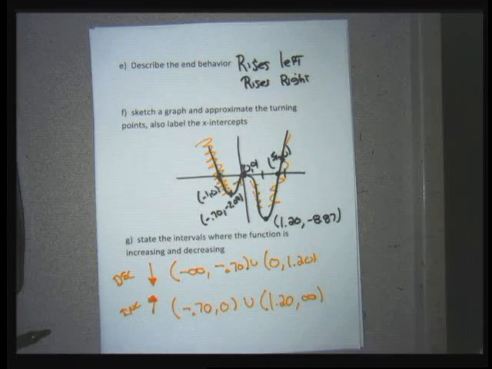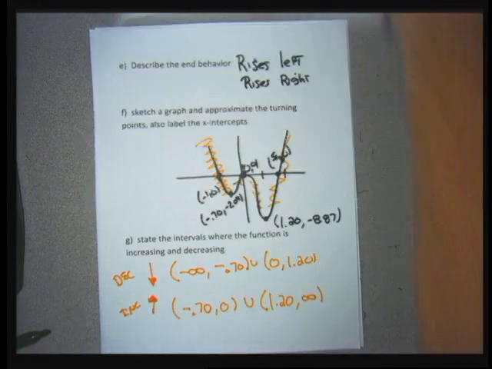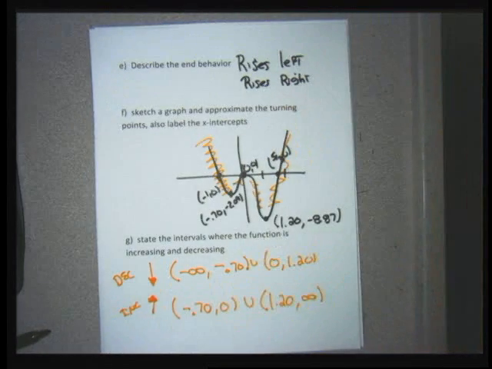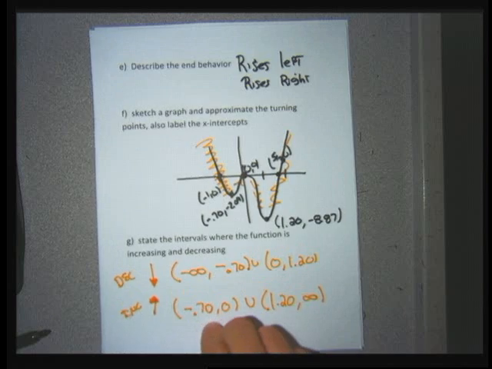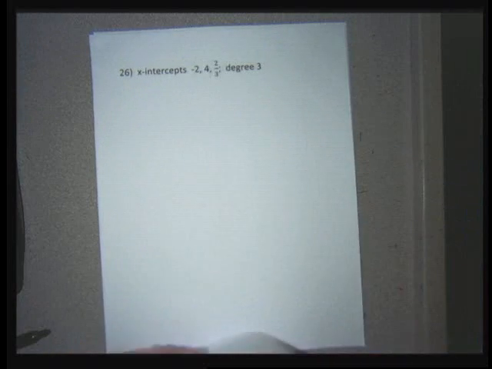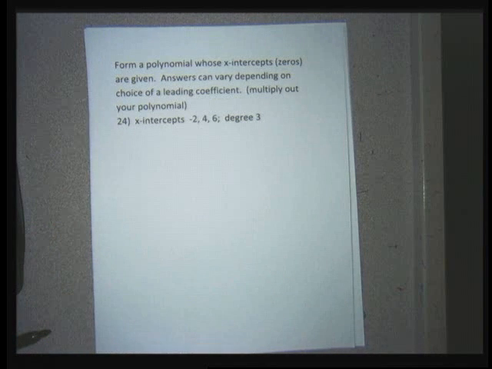There were only 11 problems, but it took me 2.5 hours to do those 11 problems, which means I can't put too many of them on a test. The next kind of problems, it says, find a polynomial that has these x-intercepts. Very easy problem other than a little bit of grungy algebra.